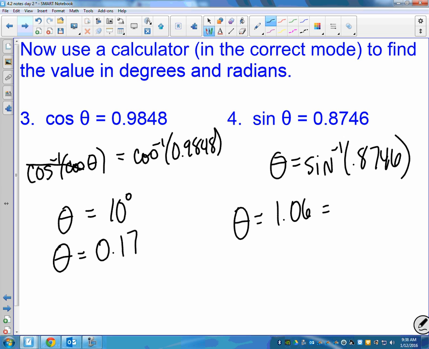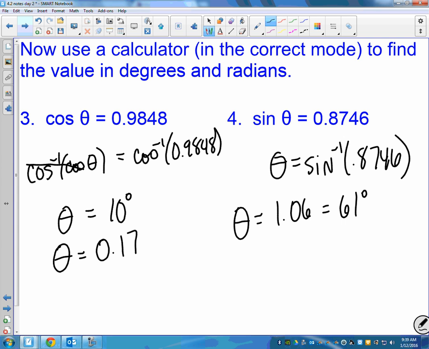Round that to 2 decimals, that would round up to 60.3. Did you get that? I did radians first this time because my calculator was working in radian mode. Again, if it's asking you for both radians and degrees, make sure you get both. If it's asking for one or the other, make sure you're in the right mode.